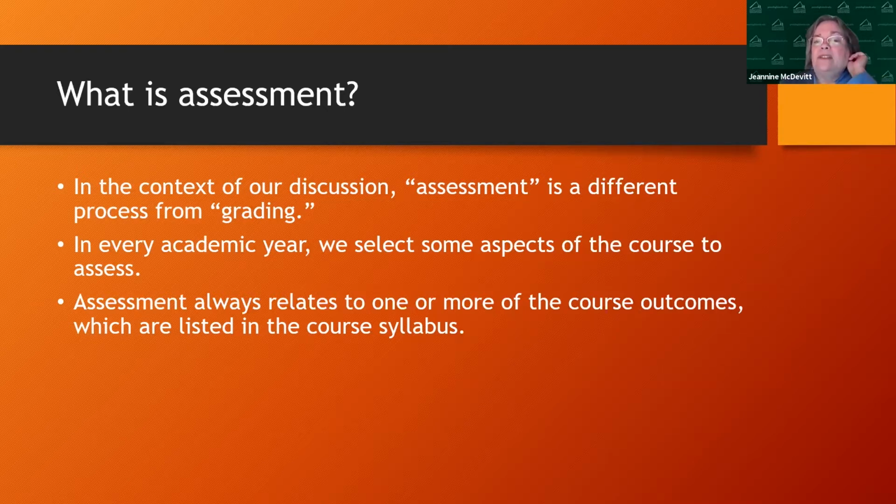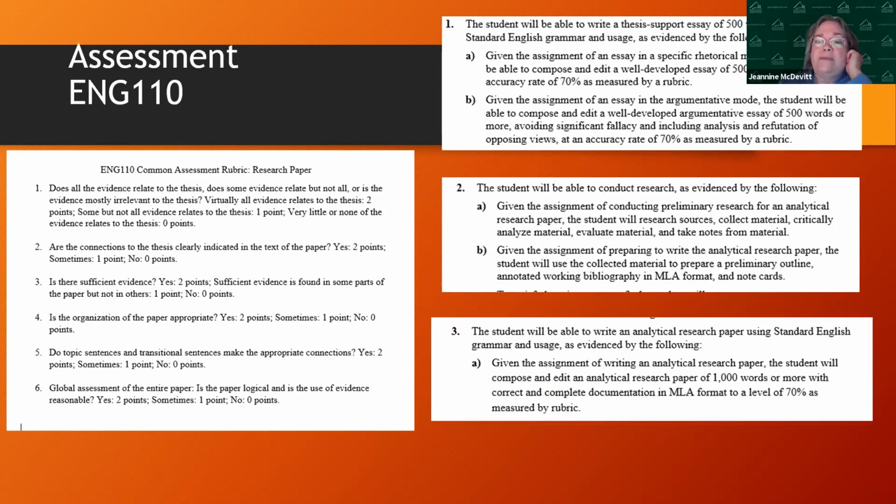All right, so assessment in English 110. Now, take a look at the right side of the screen here. These are the three major outcomes that are related to the research paper. So the student will be able to write a thesis support essay in standard English. Well, actually, that doesn't relate to the research paper. The other two do. The student will be able to conduct research, and the student will be able to write an analytical research paper using standard English grammar and usage as evidenced by the following. Now, I'm not sure.